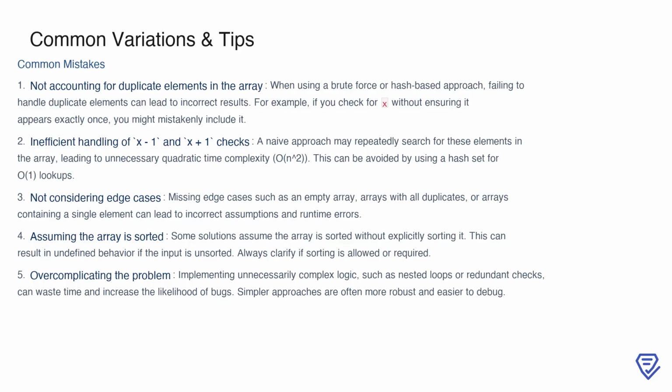Additionally, it's important to consider edge cases. Scenarios like an empty array, arrays with all duplicates, or arrays containing only a single element can break your solution if not explicitly handled. Another mistake is assuming the array is sorted when it isn't. Unless sorting is explicitly allowed, making this assumption can lead to undefined behavior. Finally, overcomplicating your logic with nested loops or redundant checks can increase the likelihood of bugs. Simple, efficient solutions are often more robust and easier to debug.